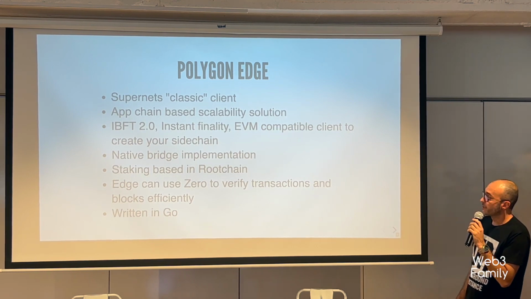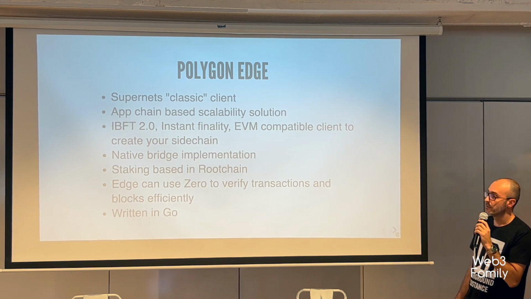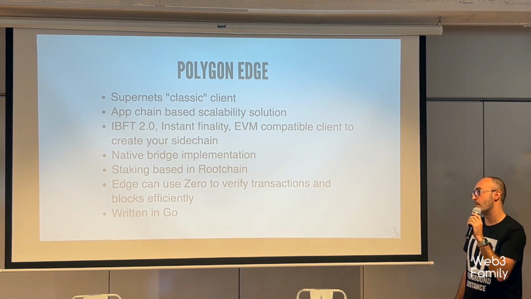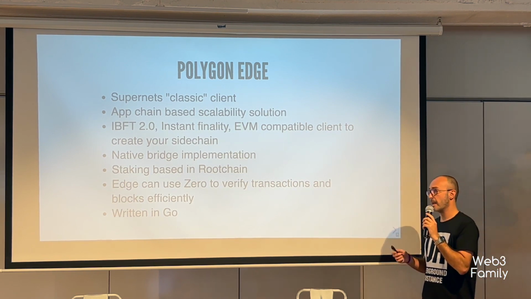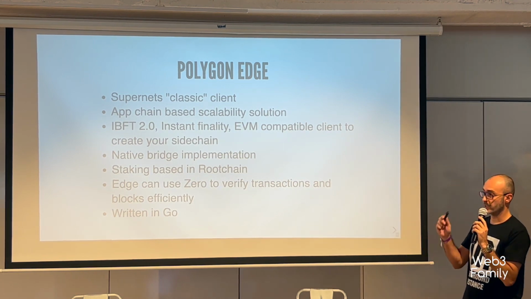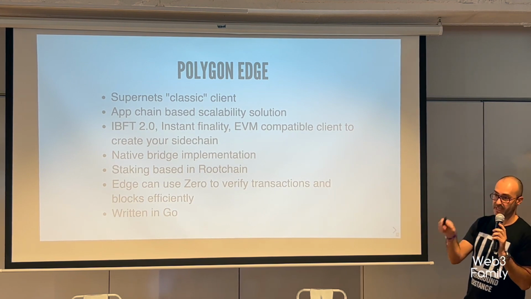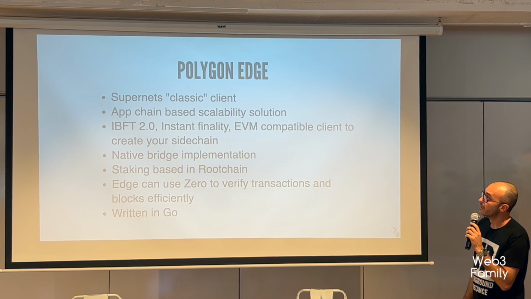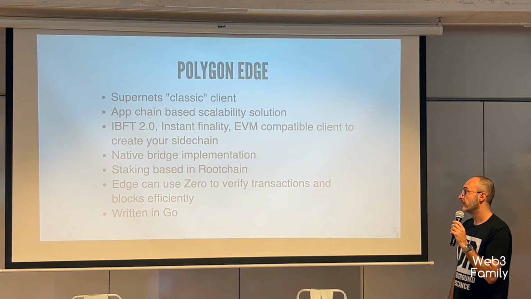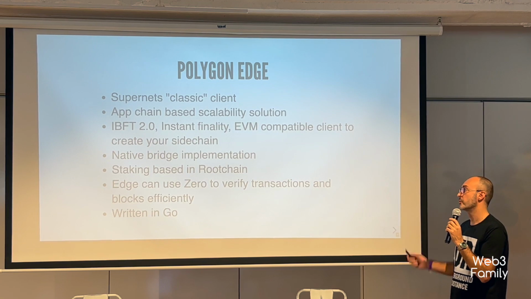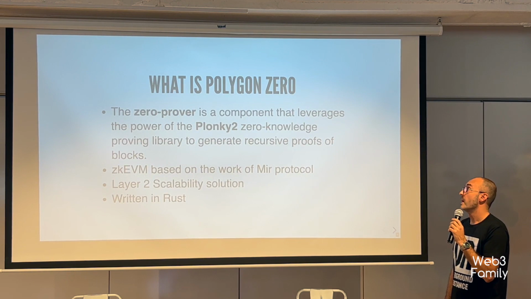The protocol is based on IBFT 2.0 with instant finality, and it's 100% EVM compatible. We can deploy any Ethereum contracts. And it has a native bridge implementation, so it's tied to a root chain, and the bridge protocol is implemented into the client. It's not any other piece aside from the client. The staking for the proof of stake validators is based on the root chain. What we have been working on is integrating Edge and Zero, so we can now use Zero to verify transactions and blocks efficiently.